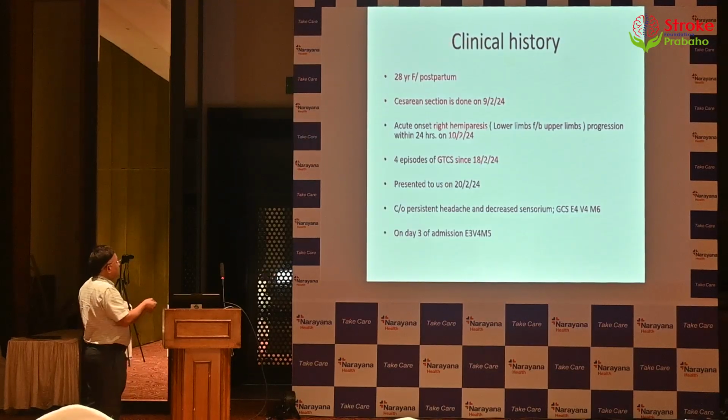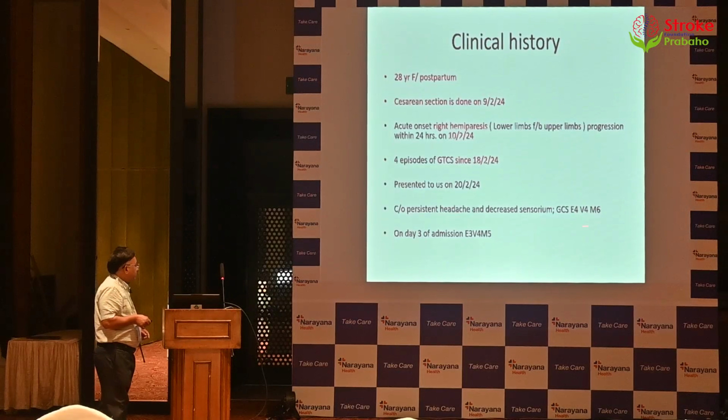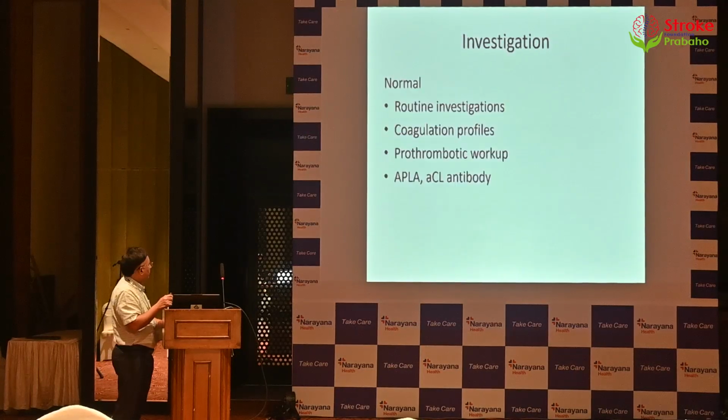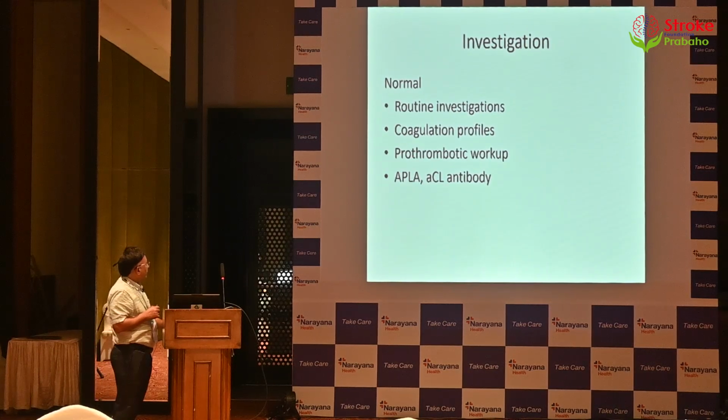A 28-year-old female, postpartum, cesarean section on 9th February. She had a right hemiparesis, lower limb followed by upper limb, within 24 hours. Then after 7-8 days, she had generalized tonic-clonic seizures, and she presented to us on the 20th. She has persistent headache and decreased sensation, and GCS was E4, V4, M6. On day 3 of the admission, the GCS further deteriorated. All routine investigations, coagulation profile, prothrombotic workup, APLA, and ACL antibody were negative.